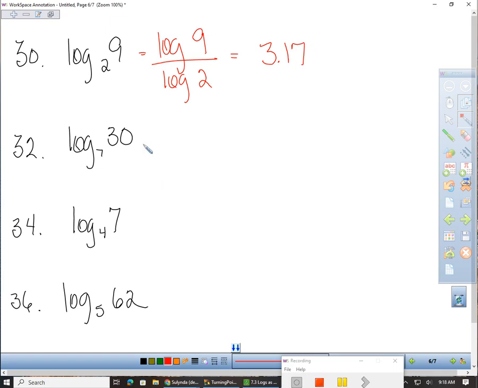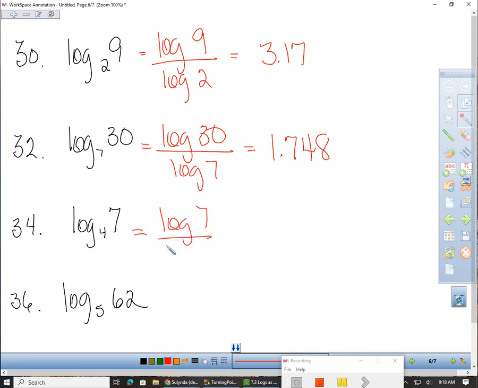Number 32 can be written as log 30 divided by log 7. Or if you plug it into your calculator, you get 1.748. This one can be written as log 7 divided by log 4. Or again, you can put it into the change of base formula in your calculator, which you can find in math. Go all the way down to A, and then just type the numbers in. When you hit enter, either way, you should get about 1.4.